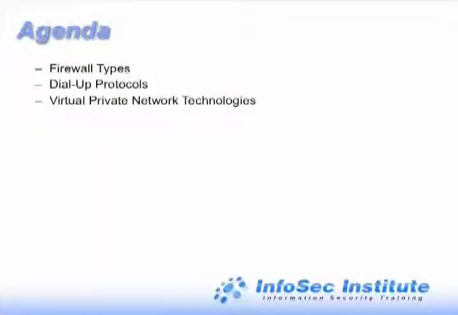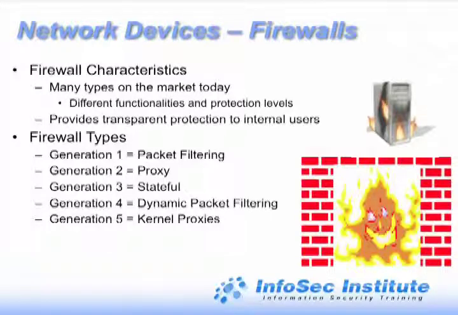Okay, firewall types. These you definitely need to memorize. Generation 1 is going to be a packet filtering firewall. 2 is going to be your basic proxy. 3 is stateful. 4 is dynamic packet filtering. And then 5 is kernel proxy. So again, if they say the term firewall, they're primarily going to be looking at packet filtering, which is a router with an ACL when it comes down to it. But if they go through the definitions of what generation they are, these numbers are actually important.